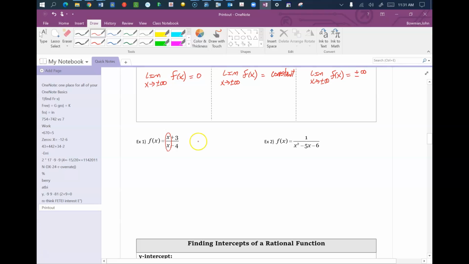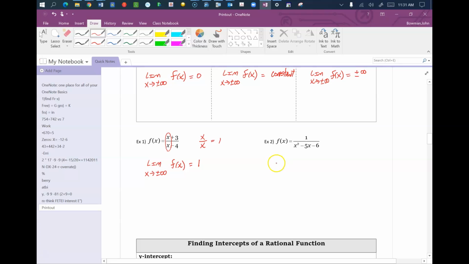So we look at the ratio of the two highest degree terms, x over x, which simplifies to 1. And basically what we can say is the limit as x goes to plus or minus infinity, I'm putting them both down here because they're going to be the same, of f of x is equal to the limit as x goes to plus or minus infinity of x over x, or 1, which is 1.